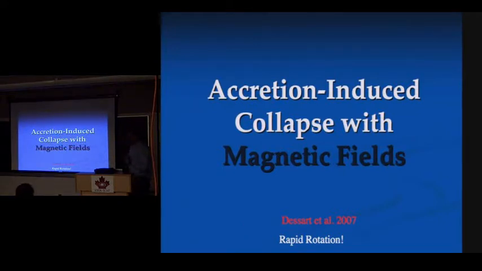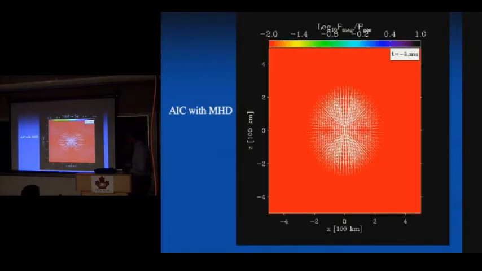Now, you can do the same thing with magnetic fields. Again, we have 2D plus rotation. You'd like to have 3D, but 2D plus rotation allows three directions for the magnetic field. It's just that the phi component of the magnetic field is the same in all phi angles, but it's non-zero. And this is a little simpler movie, same sort of thing, and we're just focusing on the inner region.